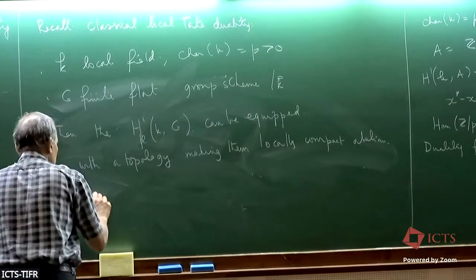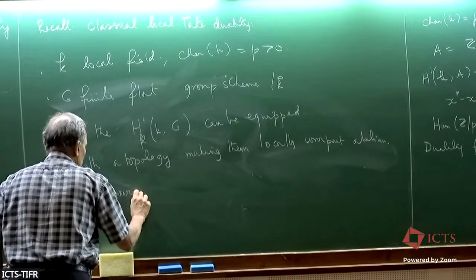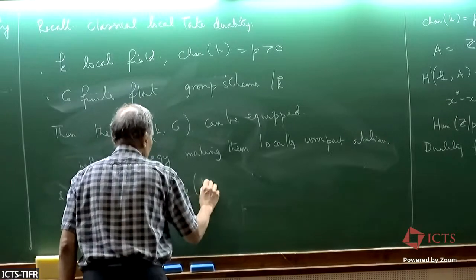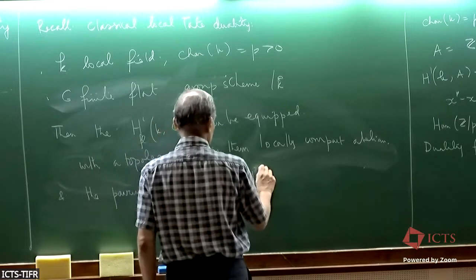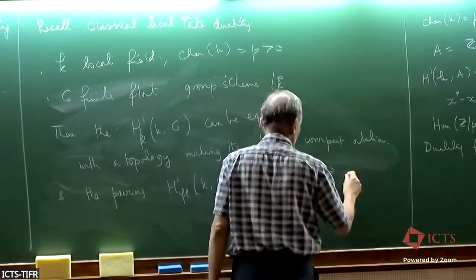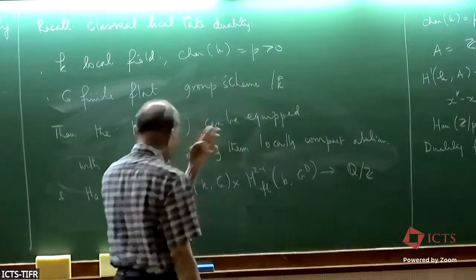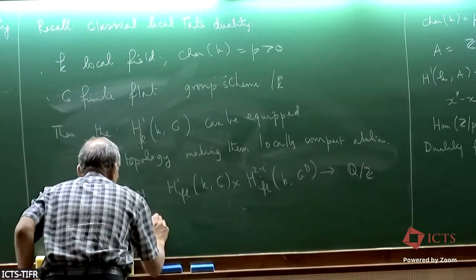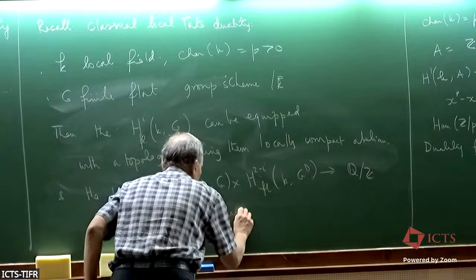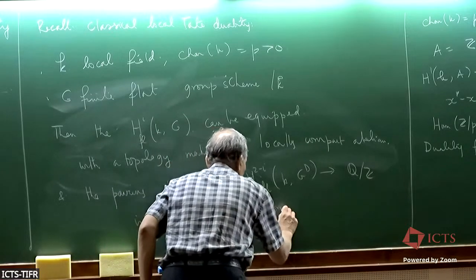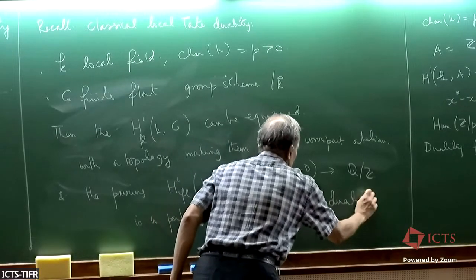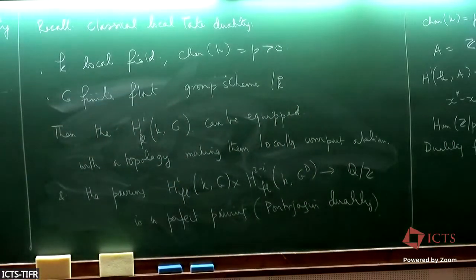And the pairing H^i flat of (K, G) cross H^(2-i) flat of (K, G dual) to Q/Z is a perfect pairing in the sense of Pontryagin duality. Okay, so that is a theorem which Schatz mentions in this article.